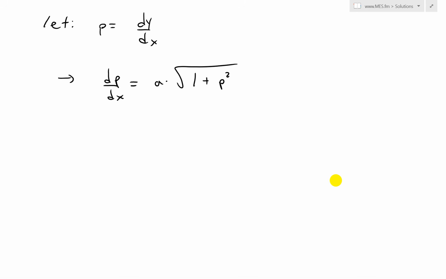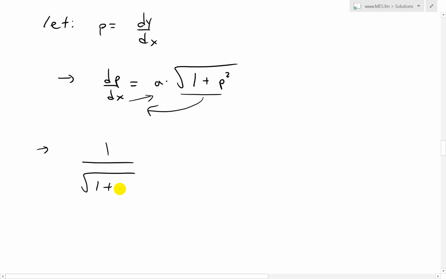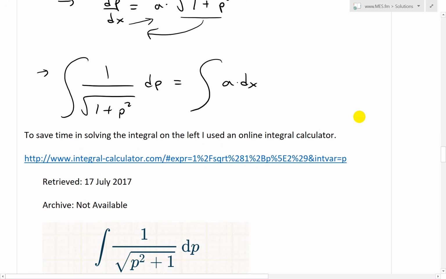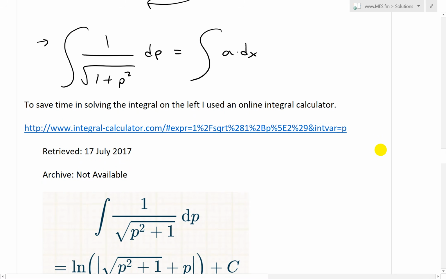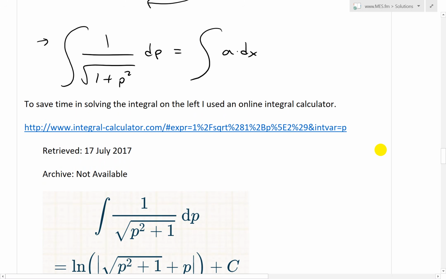And now we can try to evaluate this by separating the variables: move the p onto the p side and move the dx onto that side. So we get 1 over the square root of 1 plus p squared, dp, equals a dx, like that, and then take the integral of both sides. Now what we have is these two integrals. The one on the right is pretty easy, that's just a constant.